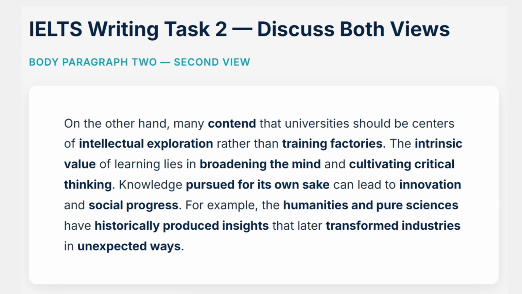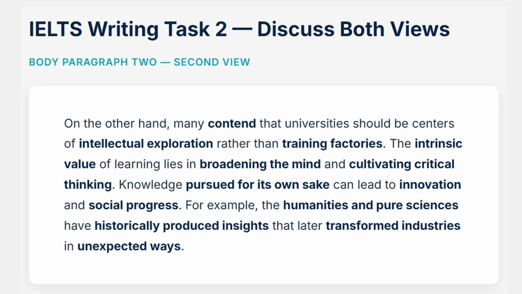Step 5. In your second body paragraph, present the opposing view. Use, on the other hand, as your transition to signal the contrasting perspective. Explain this viewpoint thoroughly with detailed reasoning and examples.